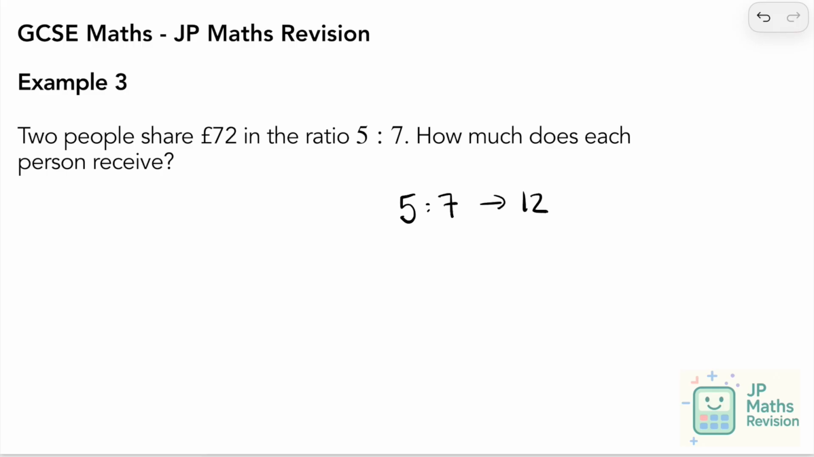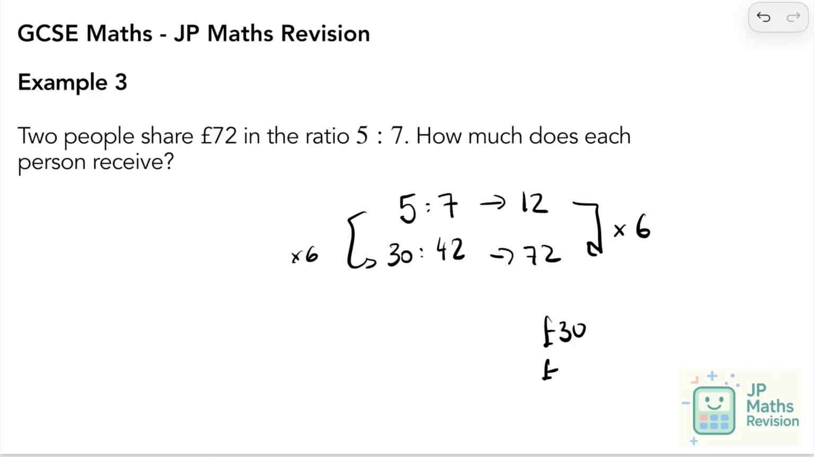But we're not sharing £12, we're sharing £72. So we need to scale the ratio up. So to get from 12 to 72, we times by 6. So I need to multiply each of these two parts by 6. So 5 times 6 is 30 and 7 times 6 is 42. So that tells us that one person gets £30 and the other person gets £42.